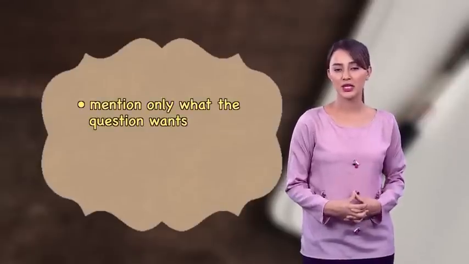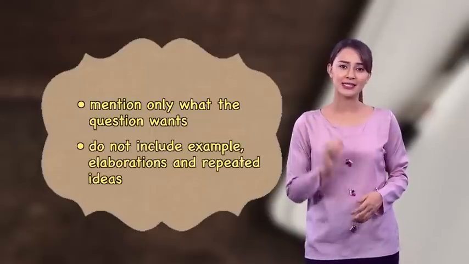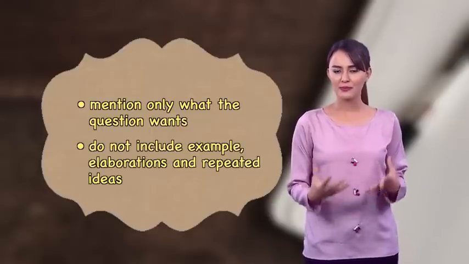4. Rewrite the points. You need to be selective and mention only what is necessary. Mention only what the question wants. Do not include the examples, elaborations, and repeated ideas. Begin your summary with the first 10 words given in the instruction. Remember, the words will be included in the word count. Since the total acceptable length is 130 words, that means you can only write up to 120 words. Here is a sample of a summary for SPM Section C in 2014.